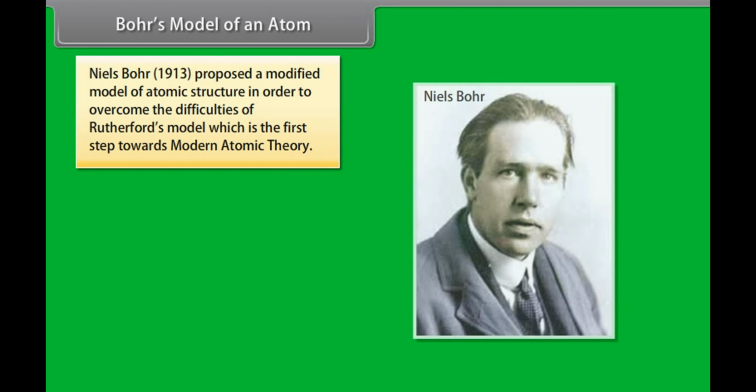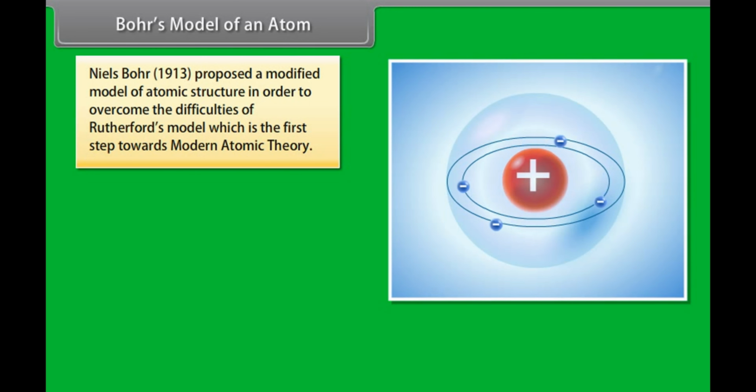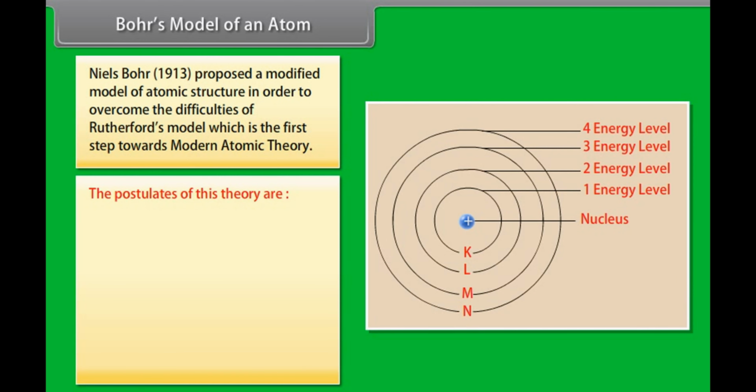Bohr's model of an atom. Niels Bohr, in 1913, proposed a modified model of atomic structure in order to overcome the difficulties of Rutherford's model, which is the first step towards modern atomic theory. The postulates of this theory are: 1.